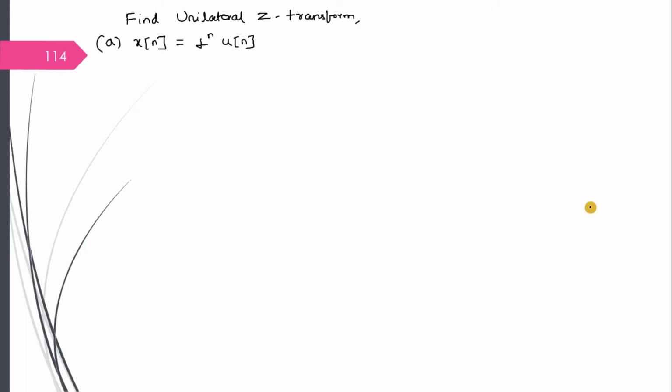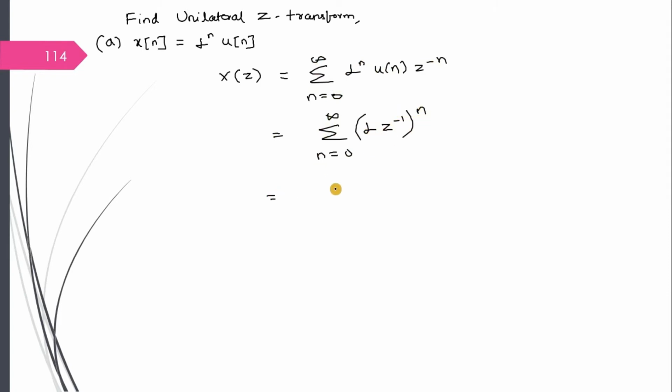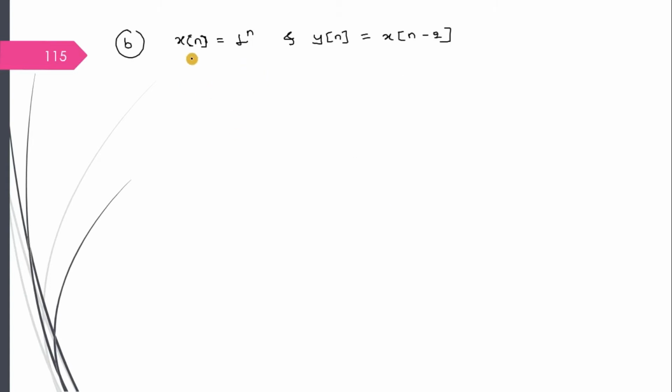We shall take one or two examples so that we can understand it. So x of n is equal to alpha raised to n u of n. You need to apply the unilateral Z transform for it. The standard definition is x of z equal to summation n equal to 0, not minus infinity, 0 to infinity, alpha raised to n, u of n, z raised to minus n. So u of n matches, so no need to write it. N is equal to 0 till infinity. I can write alpha z raised to minus 1, raised to n. So this can be written as 1 divided by 1 minus alpha z inverse. That's it. Same as bilateral. There is no difference, because when u of n is written, it is the same as bilateral. Now next one.